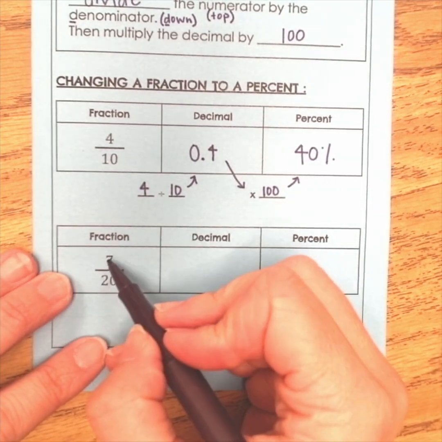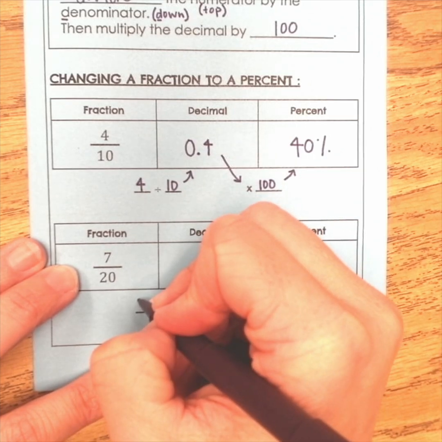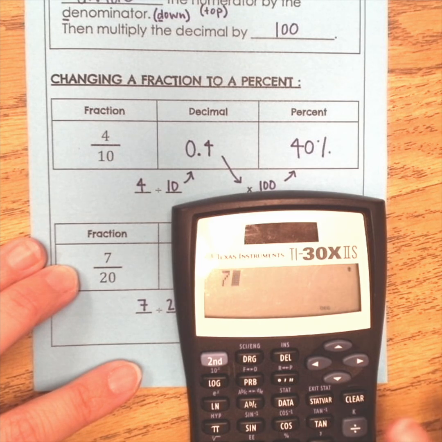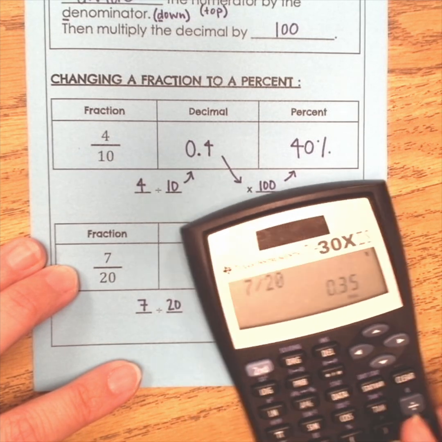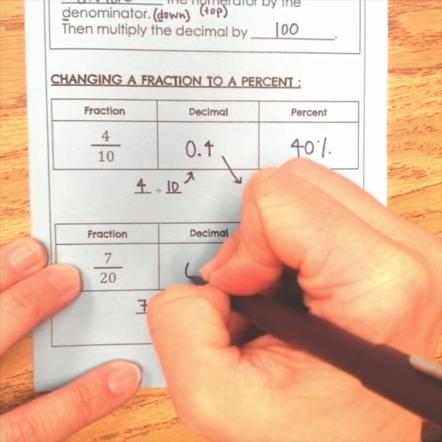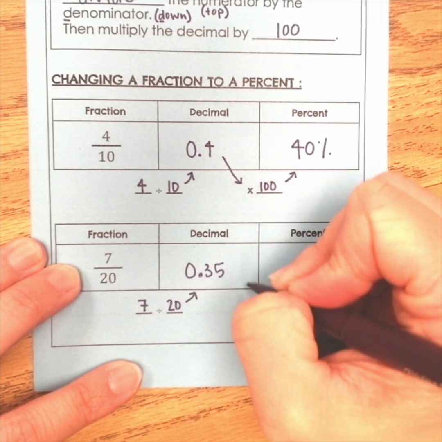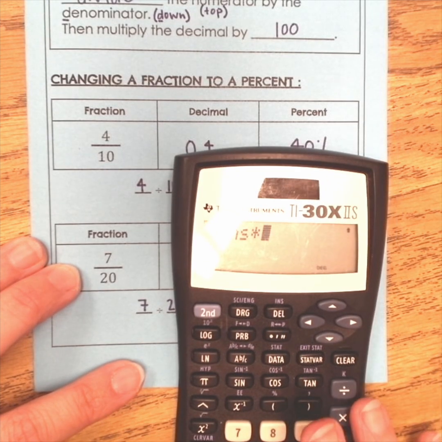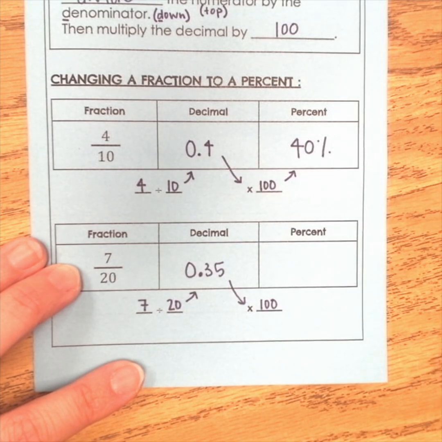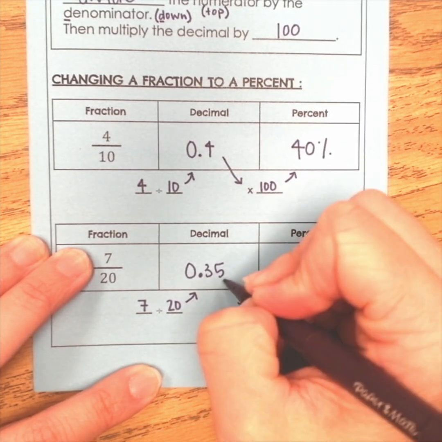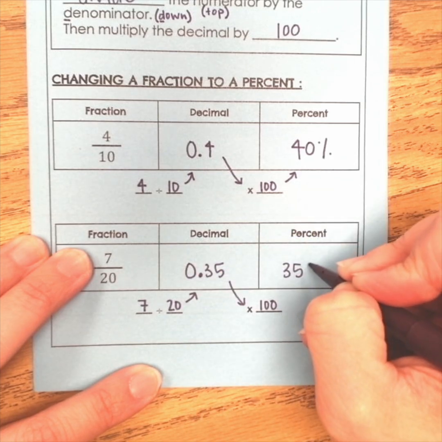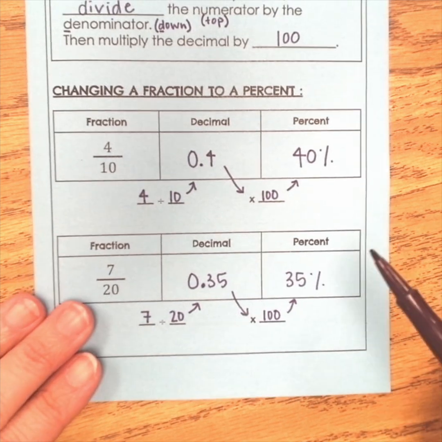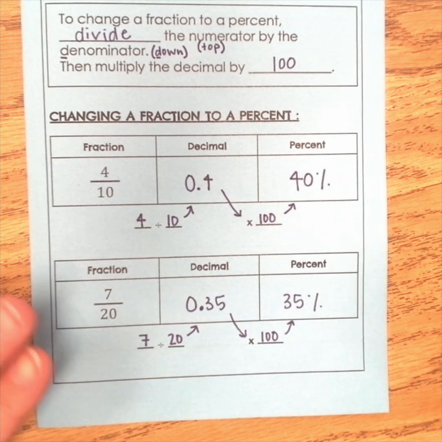Okay, let's take a look at another one. We have 7 twentieths. So we're going to divide our numerator, 7, by our denominator, 20. So 7 divided by 20 is 0 and 35 hundredths. We're going to put our answer up here, 0 and 35 hundredths. And then we're multiplying it times 100, which is the same thing as just moving our decimal over 2 places. So you can see we moved it over 2 places to give us that 35%. Okay. So when we go fraction to percent, you divide and then multiply by 100.